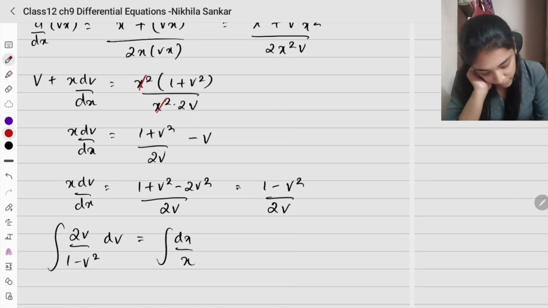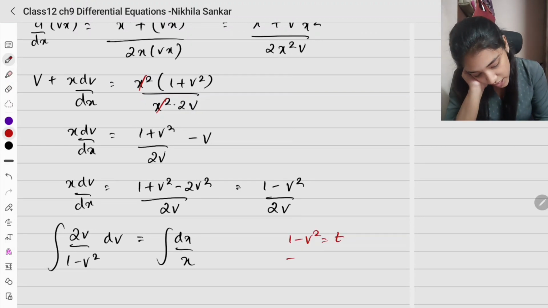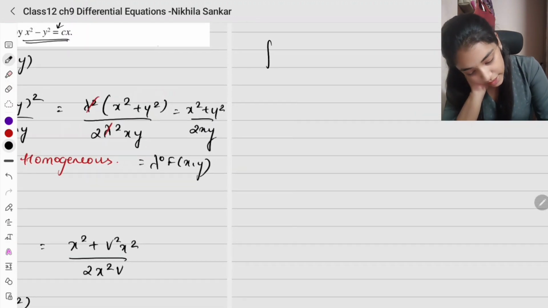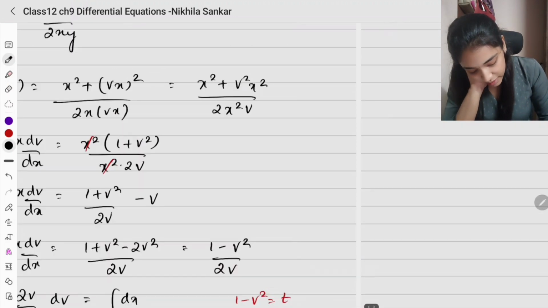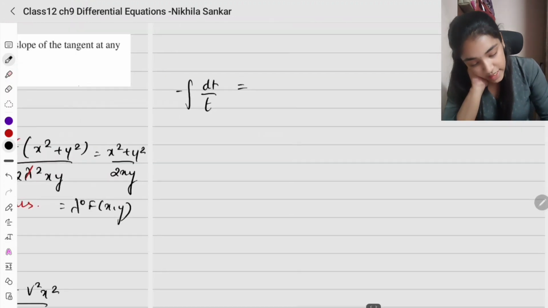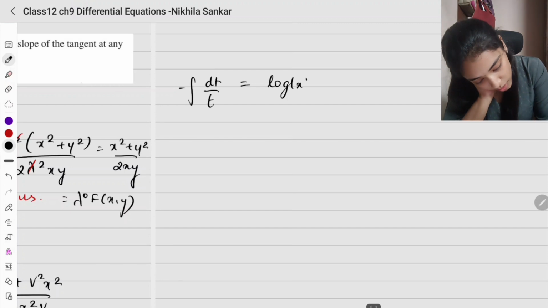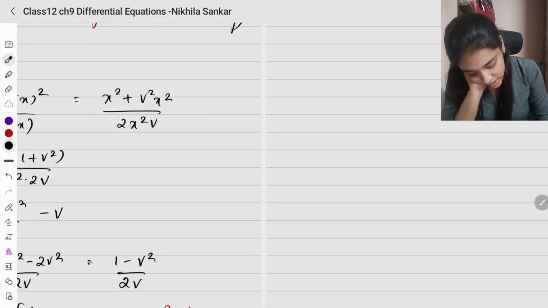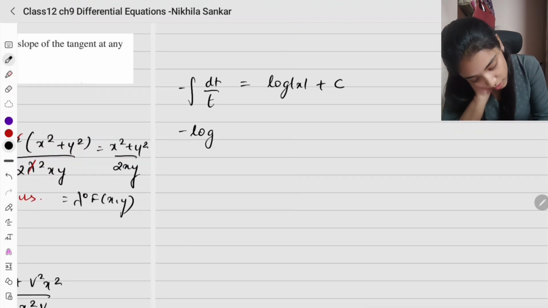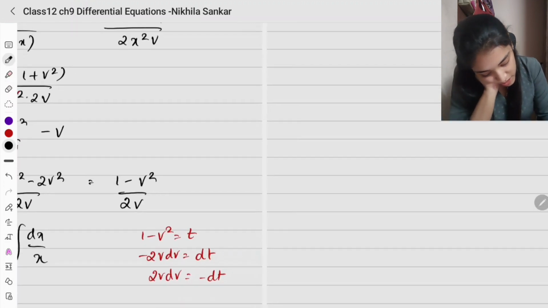So in the substitution method, I'll have 1 minus v square to be t, minus 2v dv equals dt. So 2v dv is going to be minus dt. And on substitution, what do we get? Integration of minus dt divided by t. What is on this side? dx divided by x. So this is going to be log mod x plus c. So this is nothing but log mod t, t being 1 minus v square. So minus of log mod t equals log mod x plus c, where t is 1 minus v square.